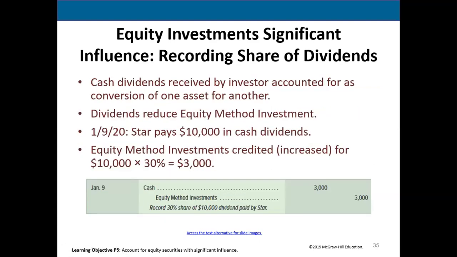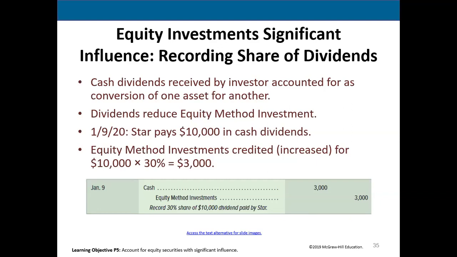Now watch what happens. Just to back up, remember, STAR's net income increased when they made that net income. So Micron's investment account should increase by their respective ownership percentage, or $6,000. Now STAR is paying a dividend, so Micron is going to be receiving a dividend.